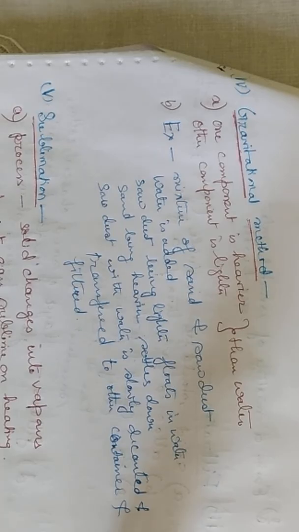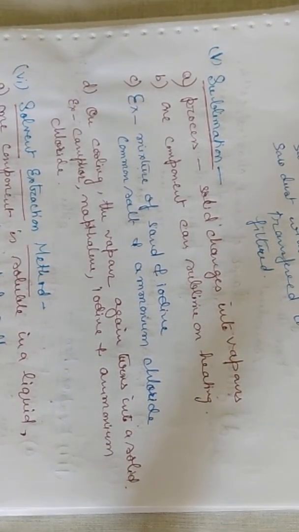Now, the fifth process is sublimation. In this process, one component should sublime on heating. What is sublimation? It's a process in which solid directly changes into vapor without melting. This is the process called sublimation, where in this method of separation, one component should sublime.